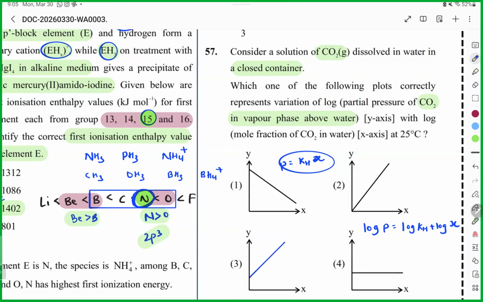Correct? So here you have a constant value, the y-intercept. If you take log P equals log X, then the graph will be 2. Understood? Because we have log Kh, that's why it looks like this. Kh is what makes it intercept.